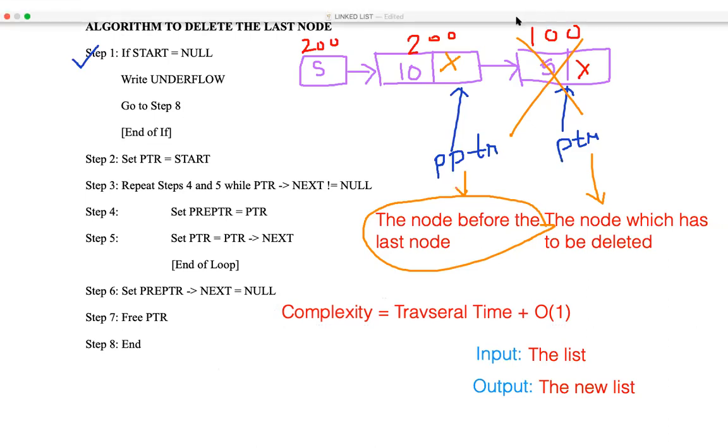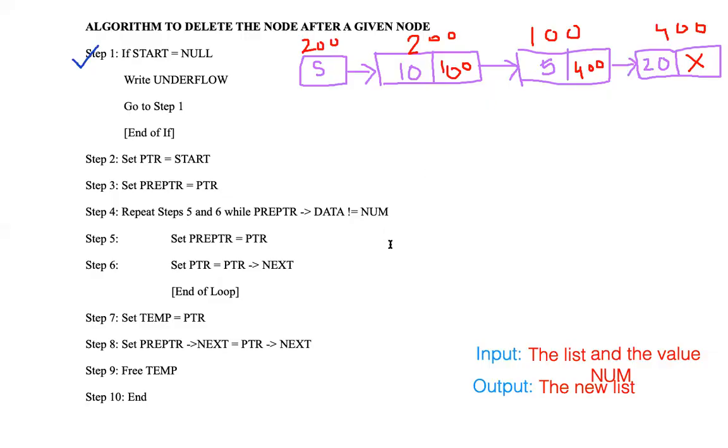Next, let us check the algorithm for deletion at the middle of the list. So now let us see this example where I have taken 3 nodes. The input to this program will be the list and the value after which we want to delete. So that is the value num, and the output will be the new list. Let my value after which I want to delete be 10. So after the given value node 10, I want to delete the node.